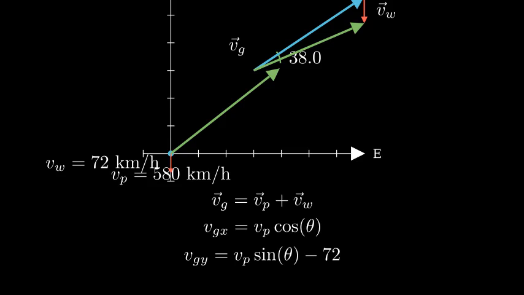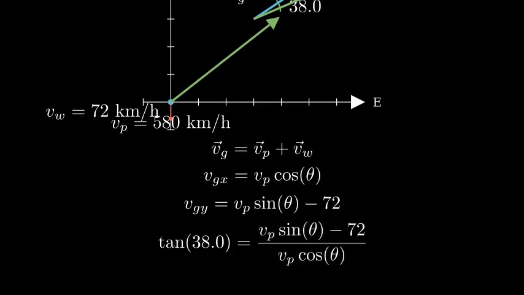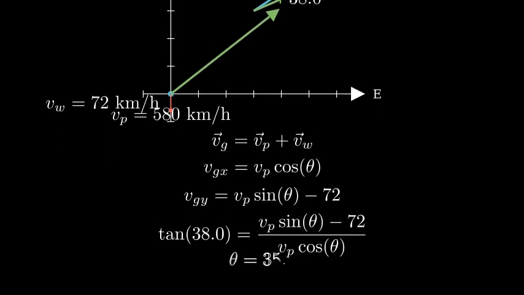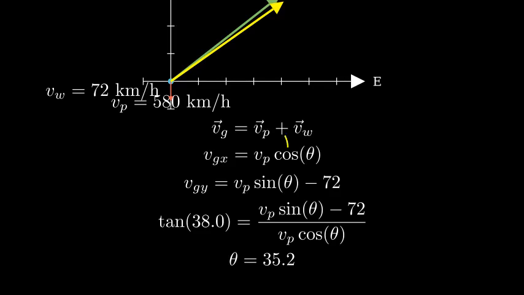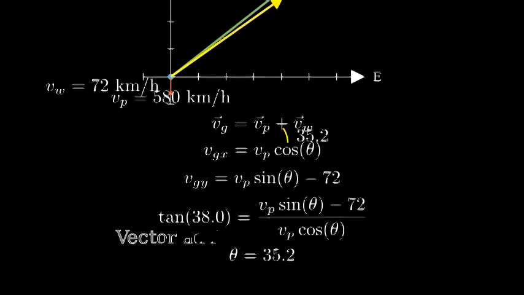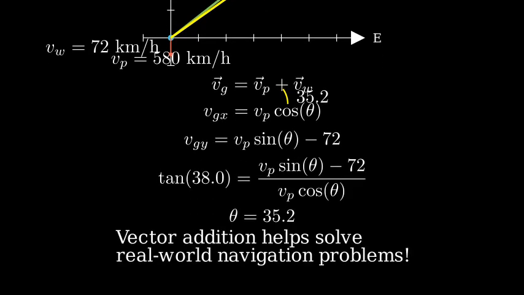Using these equations and the fact that we want our ground velocity to be at 38 degrees, we can solve for theta. After performing the calculations, we find that the plane should head approximately 35.2 degrees north of east to maintain its intended path. This problem demonstrates how vector addition helps us solve real-world navigation problems. The pilot needs to point the plane at a slightly different angle than the intended path to compensate for the wind's effect.